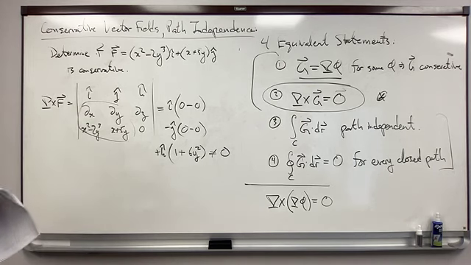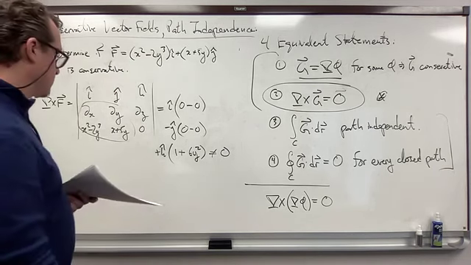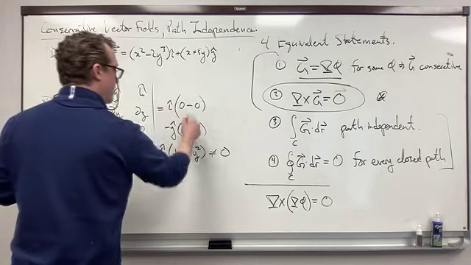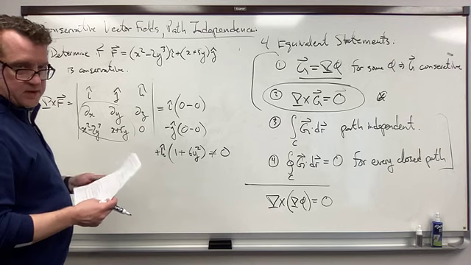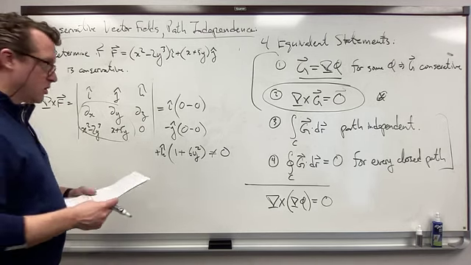So this vector field is not conservative. Doesn't mean it's not physical, doesn't mean it can't exist, just means it's not conservative. Because every component of the curl has to be 0 in order for it to be conservative. That's all there is to this. If someone says, is this conservative? You generally test it by taking the curl.